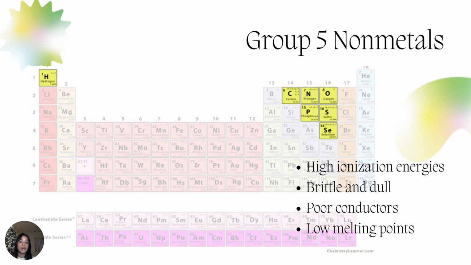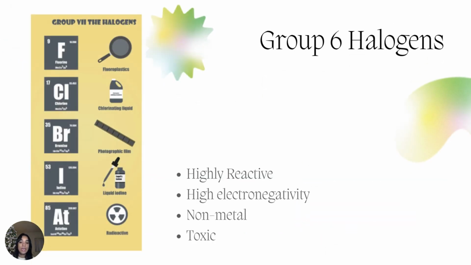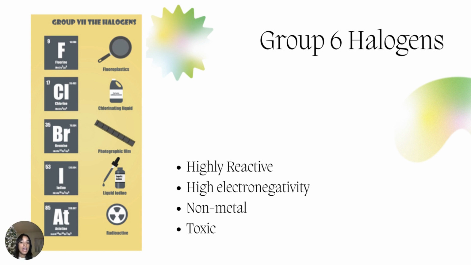Our next group is going to be our nonmetals. These are going to have high ionization energies, brittle and dull, poor conductors of electricity and heat, and they have low melting points. Our next group is going to be the halogens. It's the second most right column of the periodic table. These are highly reactive, high electronegativity nonmetals, and they're toxic. This includes fluorine, chlorine, bromine, iodine, and astatine, I believe, if I pronounce that right.